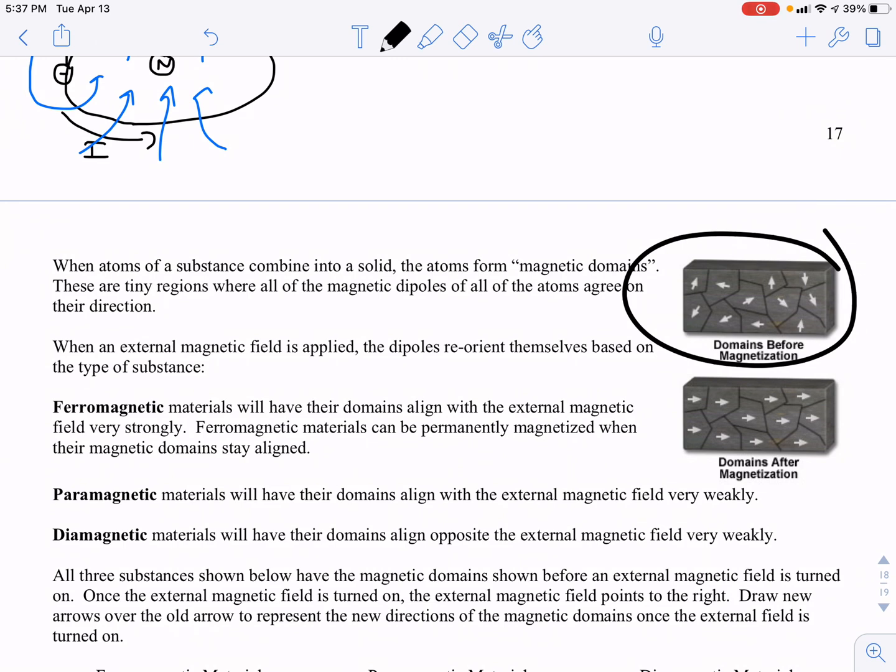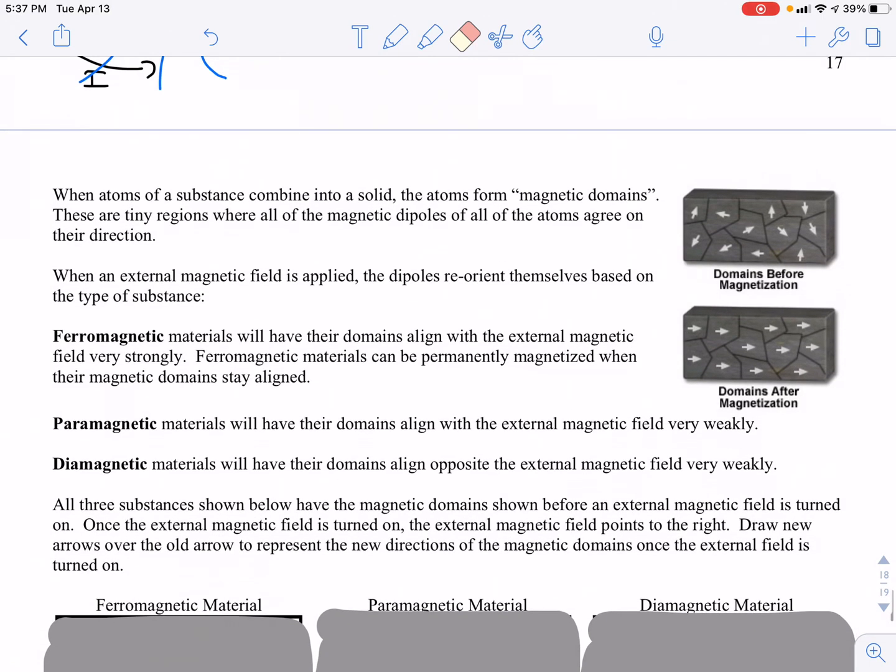Well, some materials, mostly metallic, when you place the object near a strong magnetic field, the magnetic domains all align themselves in the direction of the magnetic field and then temporarily become magnetized. This is true with many metallic objects. And so we get into three types of magnetic materials. Ferromagnetic materials are ones in which the domains align with the external field very strongly. Those would be your metals, like an iron nail, for instance.